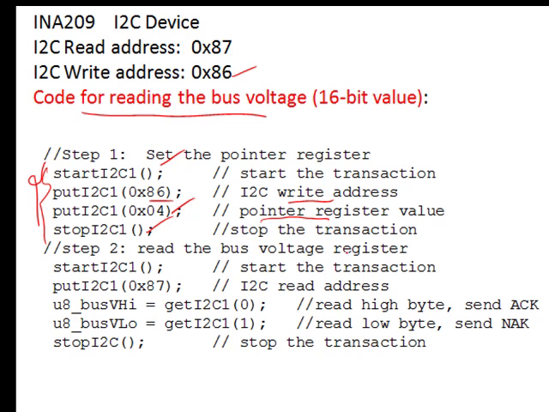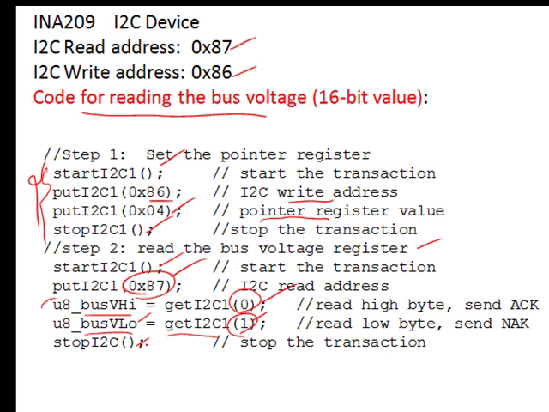So now we need to do a read transaction. So we'll do the start. Then we're going to send the I2C device address for a read, which is going to be an 87. Now the device is in read mode, so now we can get the 2 bytes. The first byte that's going to come back is going to be the high byte of the bus voltage. We'll store that in a temporary variable. We'll send an ACK because we need to read another byte. We're then going to do a get I2C, send it a NAK, and store that byte that comes back, which is going to be the low byte. We're sending it a NAK because this is the last byte that we want to read, and then we're going to stop.